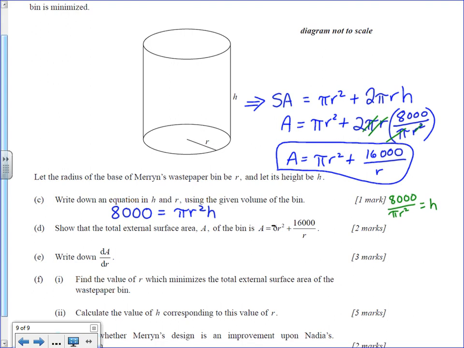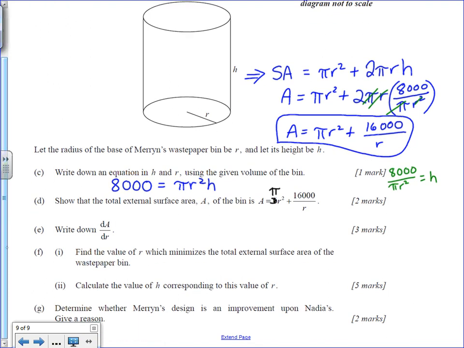This is supposed to be pi. It's just a typo. Okay. Going forward, write down dA dr. So we need to take the derivative of the area equation that we just found and that they gave us, in case we had gotten it wrong, we have the answer. So dA dr, the derivative of our surface area equation.